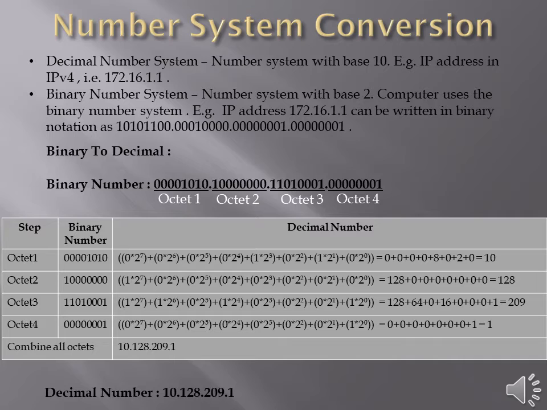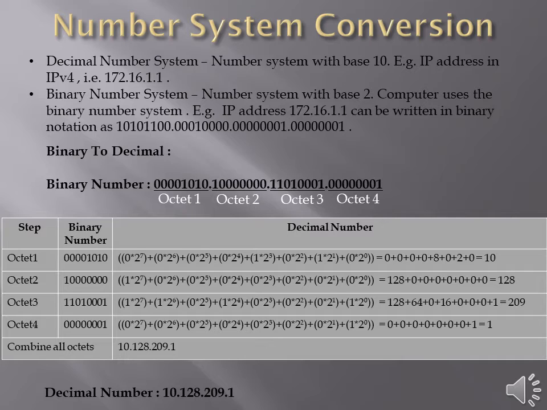So on the right hand side of the equal sign, you can see we get the result 0 plus 0 plus 0 plus 0 plus 8 plus 0 plus 2 plus 0, and finally the result of octet 1 would be 10, right? So now we'll move to octet 2.